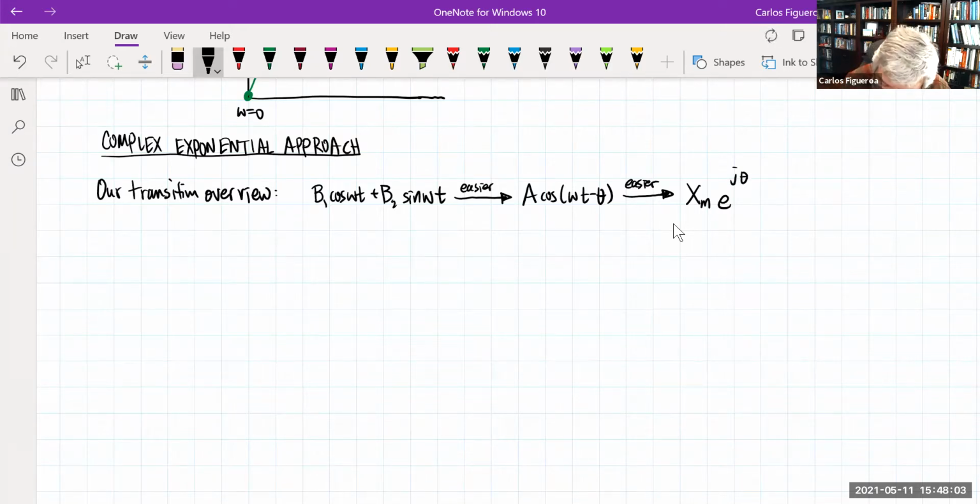And it turns out that as soon as you do this, this is the definition of a phasor. And that's where we're heading. So there's going to be a little bit of intermediate steps from a cosine omega t minus theta to Xm e to the j theta.